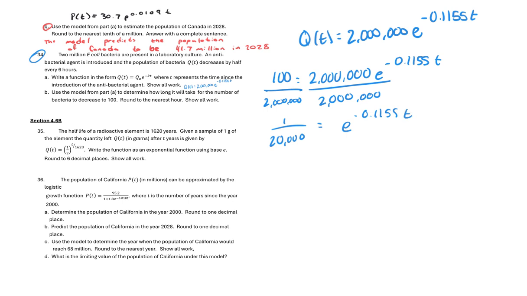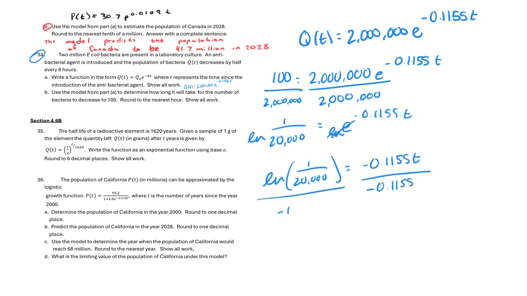We'll take the natural log of both sides. So the natural log of 1 over 20,000 is equal to, these are going to cancel, negative 0.1155 times t. We're going to divide by negative 0.1155. And then that's going to give us our t, which is equal to 85.7 hours. But it says round to the nearest hour, so it's going to take us at least 86 hours.